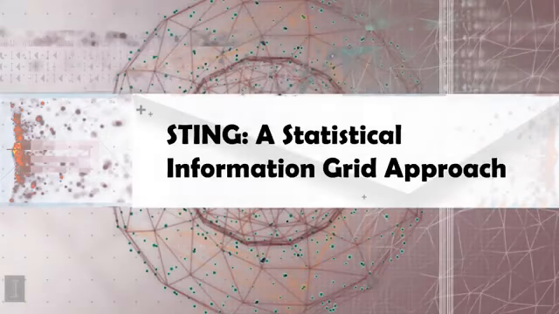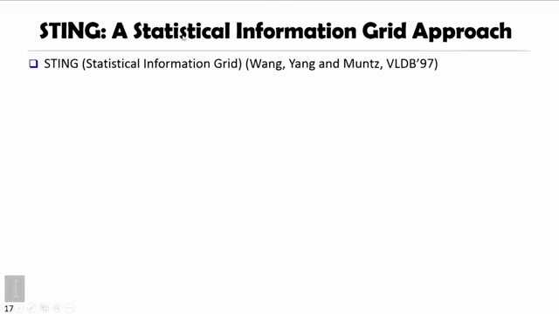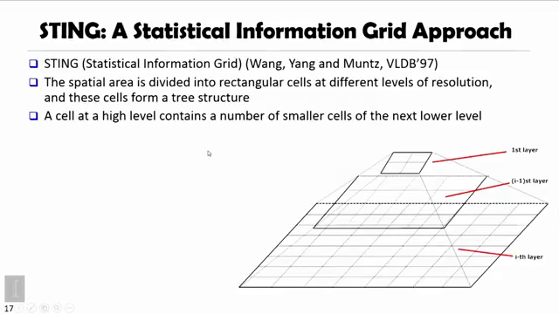We first introduced STING, the first grid-based method, which is statistical information in the grid structure. This method is called the statistical information grid approach. Essentially, you can think the grid structure looks like this. You have multiple layers. That means the spatial area is divided into rectangular cells at different levels of resolution.